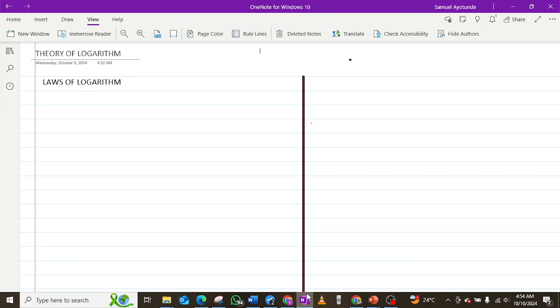So we are looking at a new topic, theory of logarithm, and our attention in this class is to look at the laws of logarithm and also to solve some questions based on the laws of logarithm I'll be showing you today.